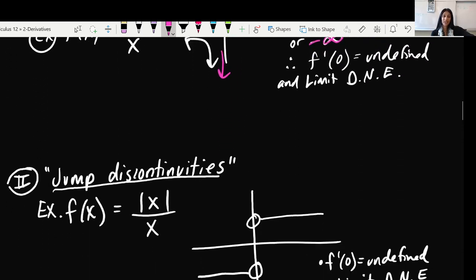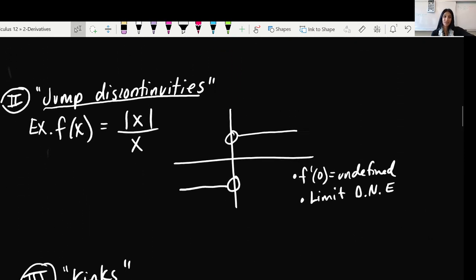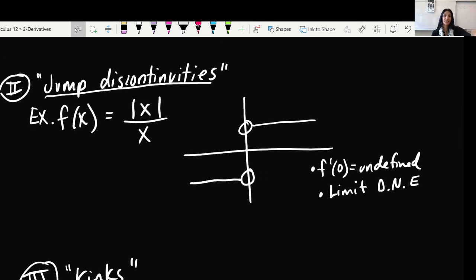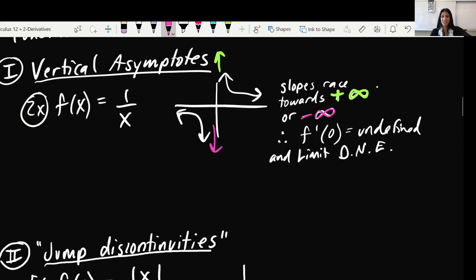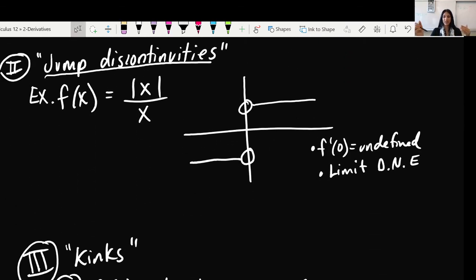Okay, so also we can't take the derivative, or it's non-differentiable, when we have jump discontinuities. So we've seen graphs like this before. If we have this function absolute value x over x, and we have a big gap like this, for similar reasons to what we just looked at, by definition of limit, we would want the values to approach the same value from left and right, and clearly they don't here. So f prime of 0 again would be undefined, and the limit does not exist.